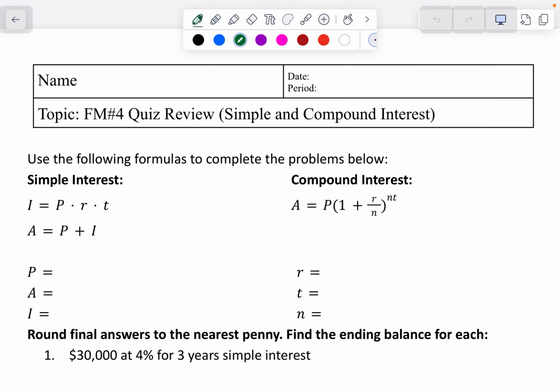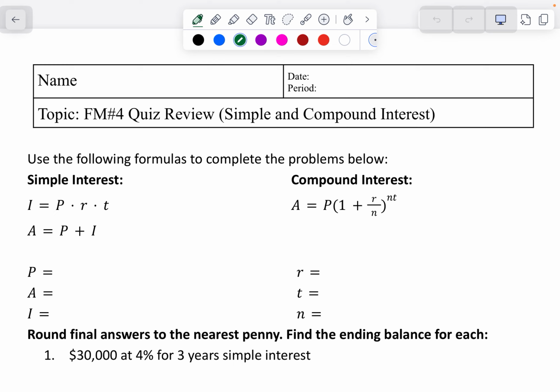So the test, I don't expect you to have these formulas memorized. They will be given to you. But you do need to know what these items are, okay? So let's go ahead and fill in what those items are in words, okay?